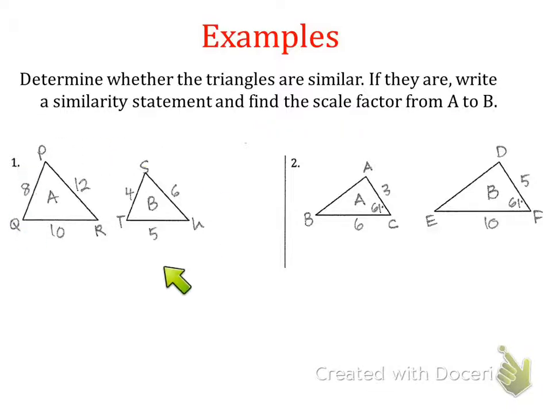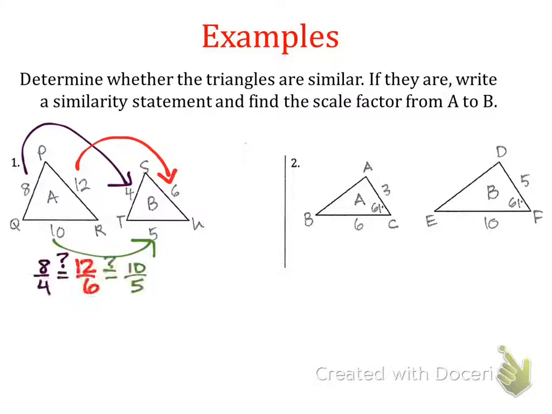So first off, because I see only the sides being marked, I'm going to check the side, side, side relationship. We need to start matching sides to other sides. So in this case, 8 in relationship to 4, 12 in relationship to 6, 10 in relationship to 5. Do these reduce to the same fraction? So divide the first fraction by 4, divide the second fraction by 6, divide the third fraction by 5. So it reduces to a 2 to 1 ratio. So yeah, these are similar by side, side, side.